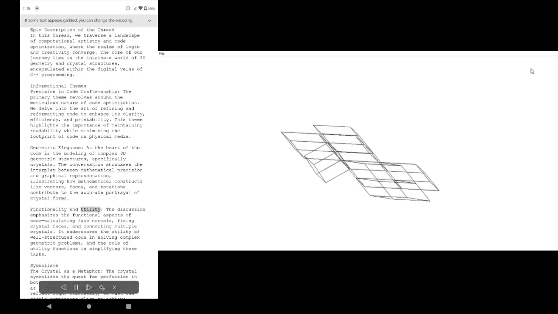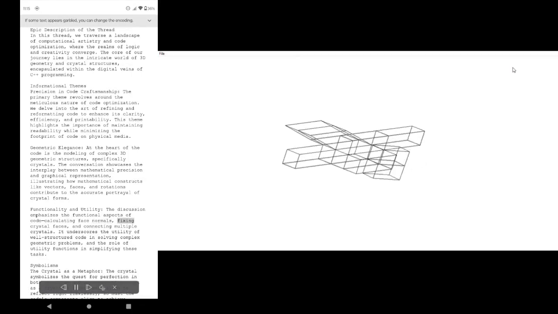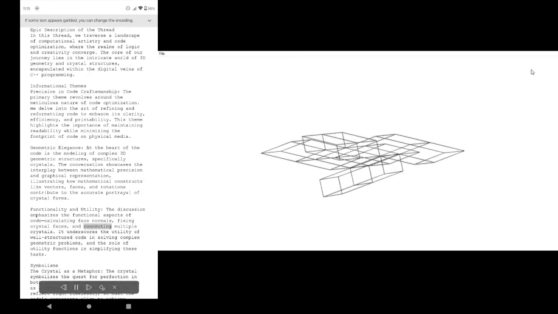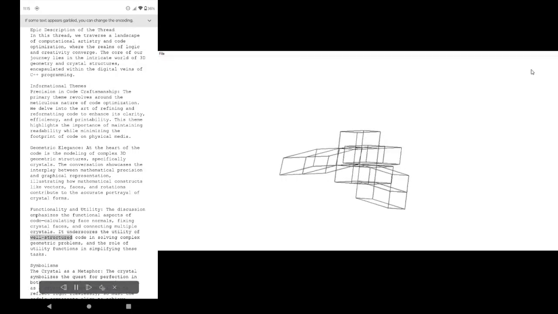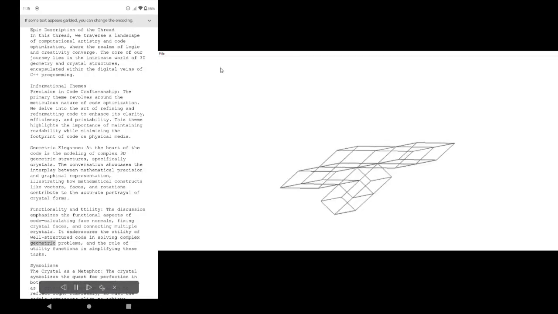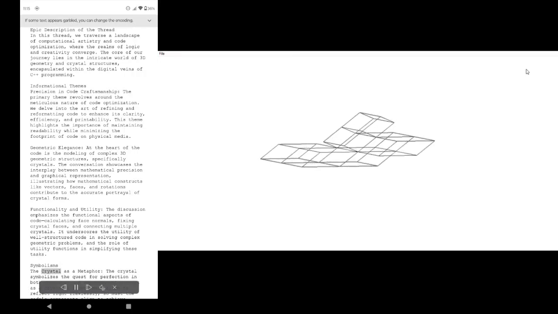Functionality and utility. The discussion emphasizes the functional aspects of code, calculating face normals, fixing crystal faces, and connecting multiple crystals. It underscores the utility of well-structured code in solving complex geometric problems and the role of utility functions in simplifying these tasks.